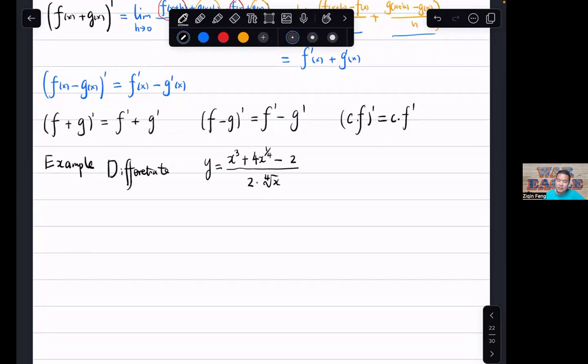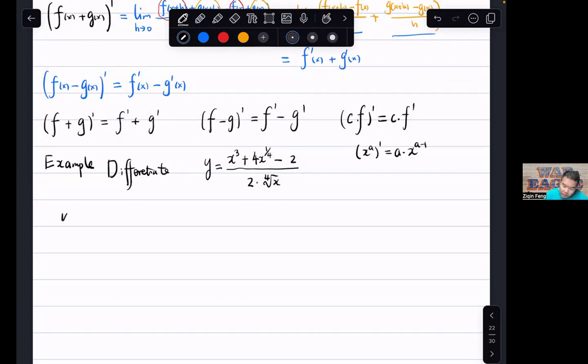Now you can see that this is a quotient. We don't have the quotient rule yet, so we need to split it, do a distribution here, and change it to sums or differences or constant multiples. One more rule we should know is the derivative of x to the a, the derivative of a power function. So we want to simplify our function first, and then apply our sum and difference rules.